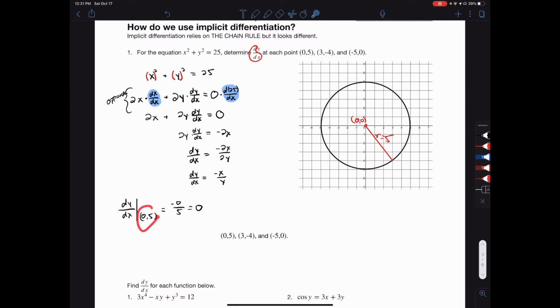If I take this ordered pair 0, 5, which is right here, we are saying that the slope of the tangent line would be 0, which means this would be a horizontal line. And I think we would agree that that makes sense looking at this picture.